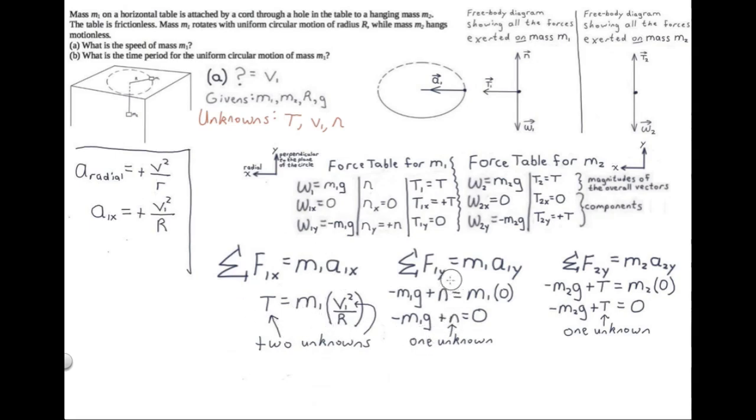The Newton's second law y equation for object 1 has only one unknown, n, and the Newton's second law y equation for object 2 has only one unknown, capital T. So we will begin by solving this equation for n, and by solving this equation for capital T.